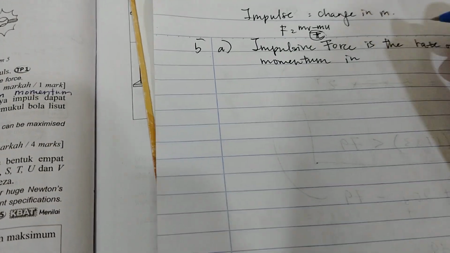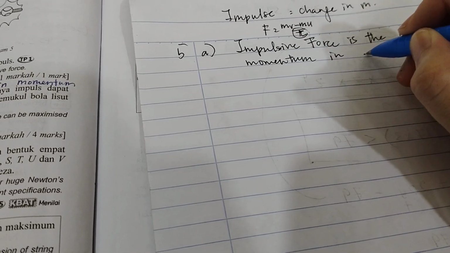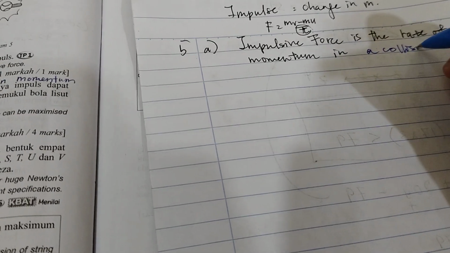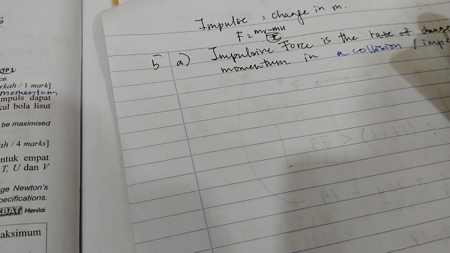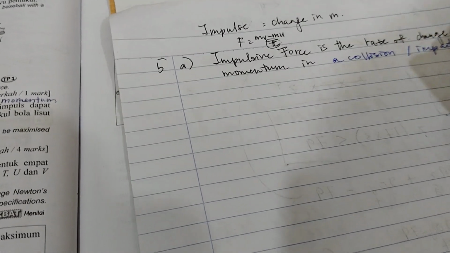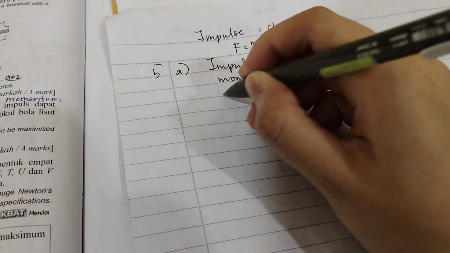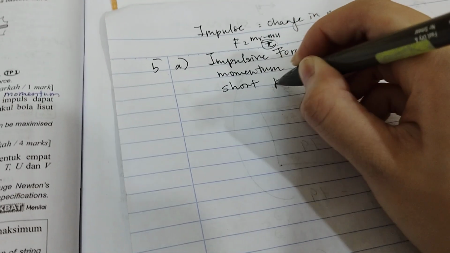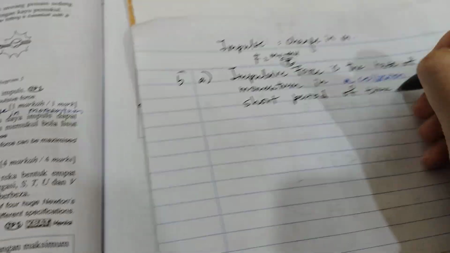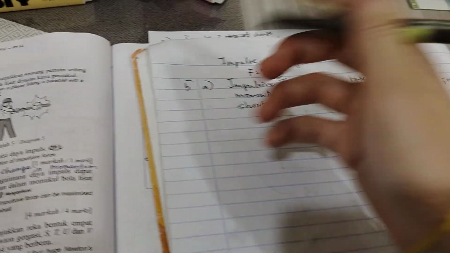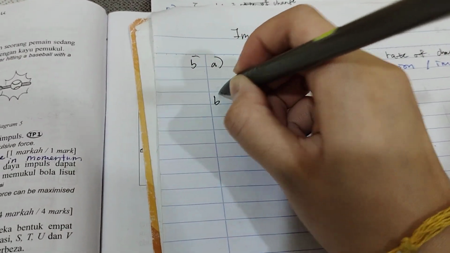in a collision, or you could also say impact. The textbook gives both answers. Okay, in a short period of time. That is also a piece of key, that is also the keyword here. A short period of time. Okay, not much to learn about the definition. Let's go on to question B.